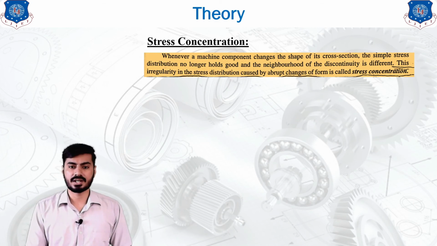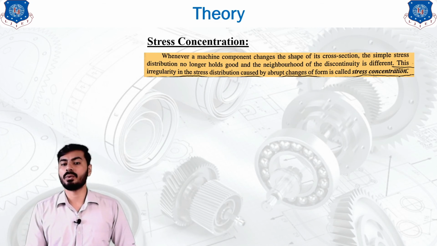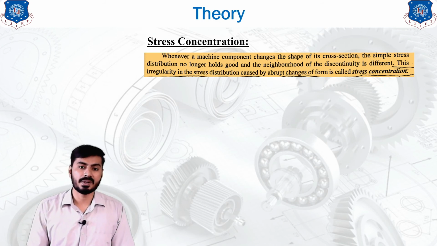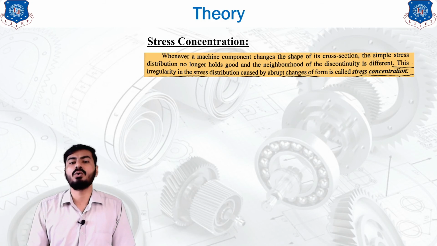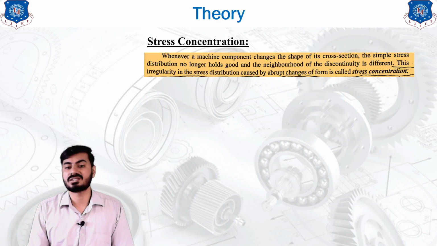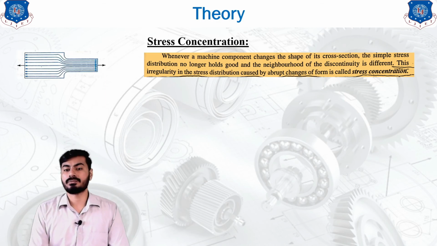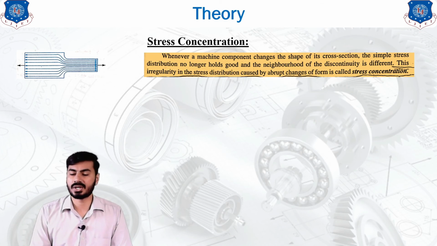What is stress concentration? Whenever a machine component changes its shape or cross section, the simple stress distribution no longer holds very well in the neighborhood of the discontinuity, and this irregularity in the stress distribution caused by the abrupt change of form is known as stress concentration.